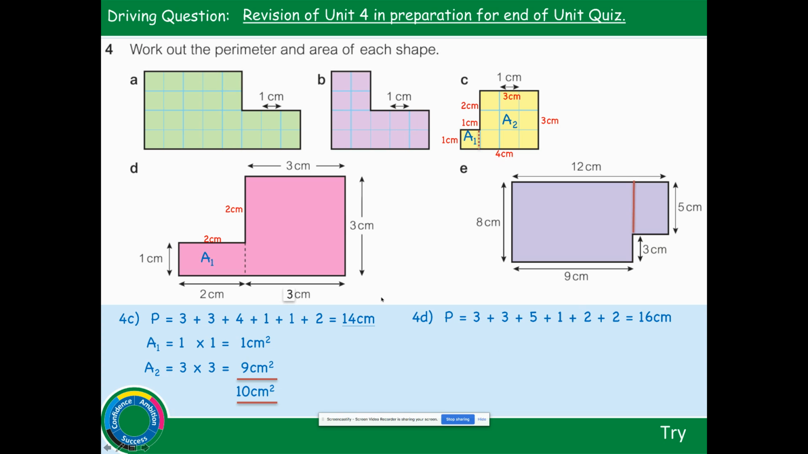I already decided where to split this one here, but you could have gone along there if you'd preferred. Okay, so my area 1, let's just show area 2 as well. Area 1 is going to be 2 times 1, which is 2 centimetres squared. Area 2 is going to be 3 times 3, which is 9 centimetres squared. Add them together, we've got 11 centimetres squared.